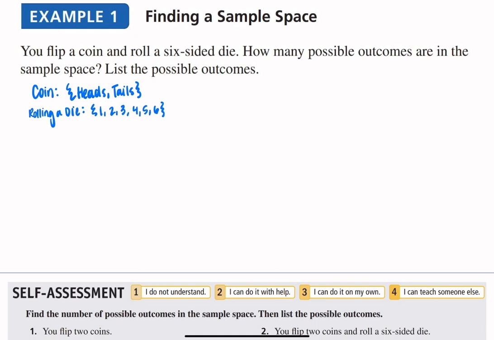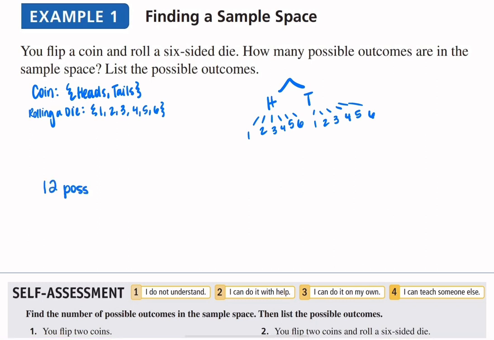Then we're going to make a tree diagram just to show the possible outcomes. So if you flip the coin first, you can get heads or you can get tails. Once you get that outcome, whether it's heads or tails, then you're going to roll the die. You can get 1, 2, 3, 4, 5, or 6. You could also get all those outcomes with tails. So 1, 2, 3, 4, 5, or 6. So my possible outcomes, I have 1, 2, 3, 4, 5, 6, 7, 8, 9, 10, 11, 12. So there are 12 possible outcomes.